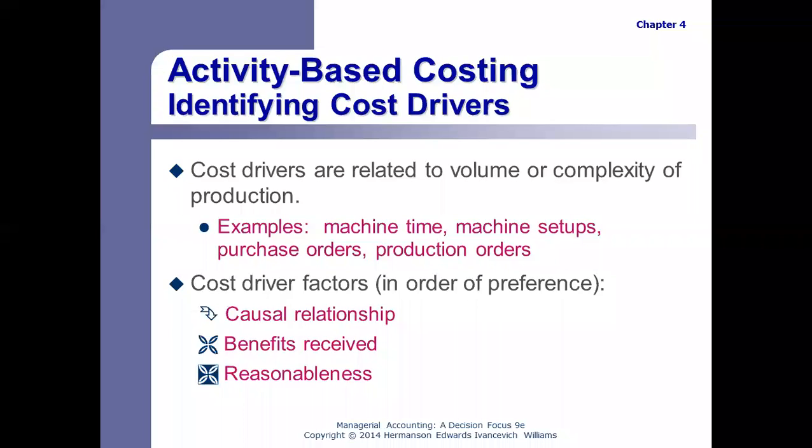Okay, so the factors in choosing a cost driver are causal relationship. In other words, they're significantly related. So using machines and machine hours, those are significantly related. That's the causal relationship. So anyway, the driver that you use for each activity has to make sense for that activity. And that's basically what this is saying.